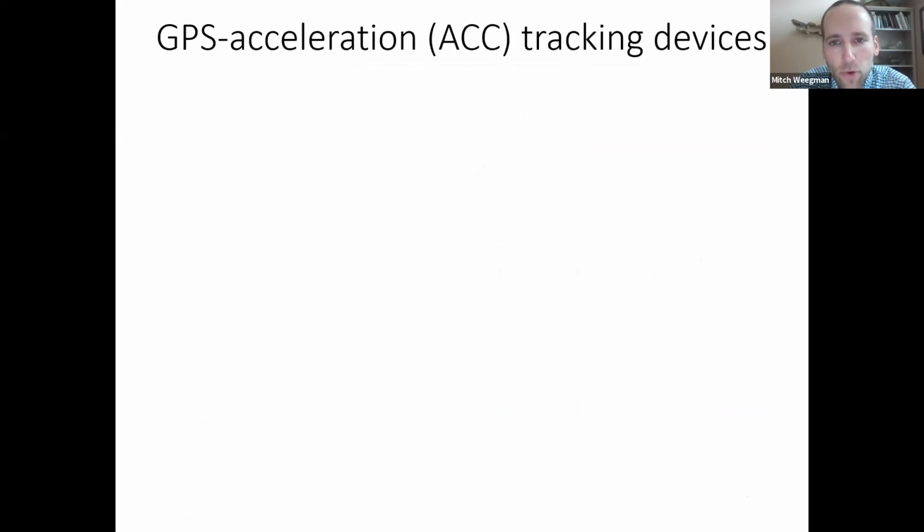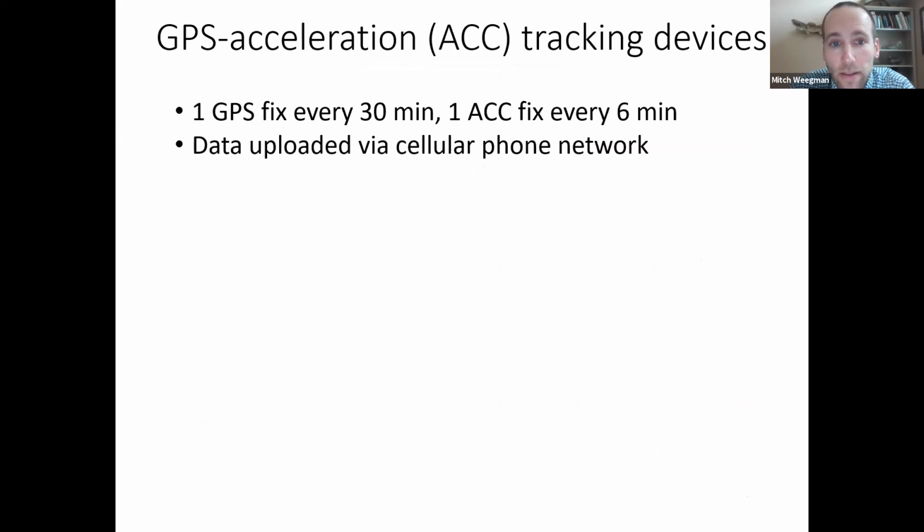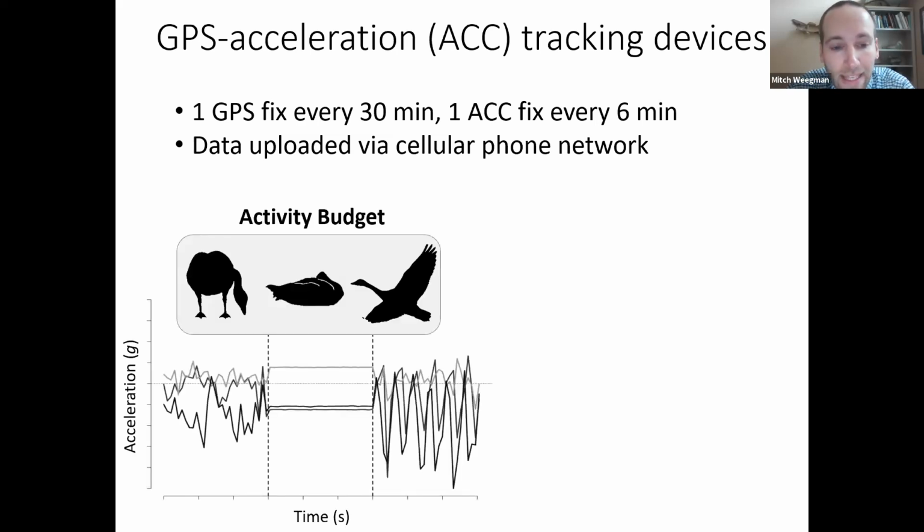So I mentioned movement and behavior using tracking devices. I'd just like to talk a little bit about these units in detail. We have a duty cycle that's quite frequent. So we're collecting one GPS fix every 30 minutes and an acceleration, or ACC, fix every 6 minutes. The data are uploaded daily via the global mobile phone network. So basically we buy a cell phone plan for each goose, and they check in daily when they're within a mobile coverage area. We can use the acceleration data to work out behaviors every 6 minutes for multiple years.